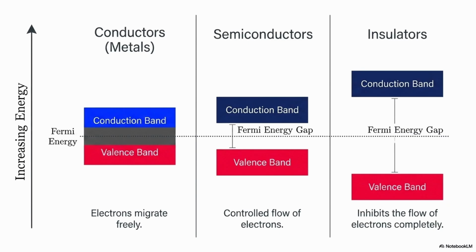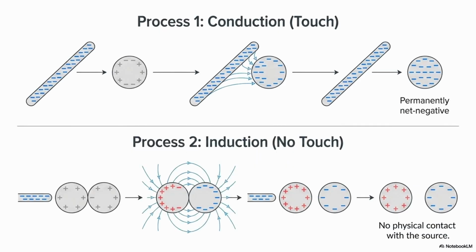Moving us to slide 5, I really want to see how these electrons actually jump between objects. The slide contrasts two processes, conduction and induction. Right. Touch versus no touch. Conduction makes total sense. You physically touch a charged rod to a neutral sphere, the electrons jump over, and now the sphere is charged. It's charging by physical touch.